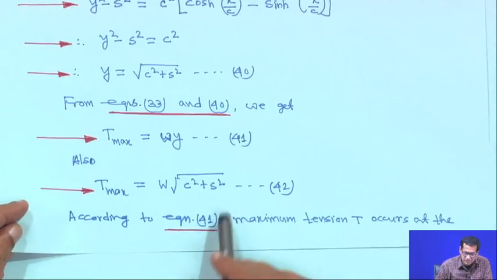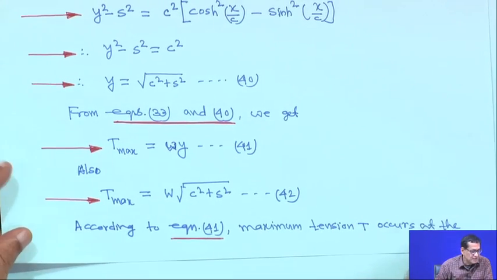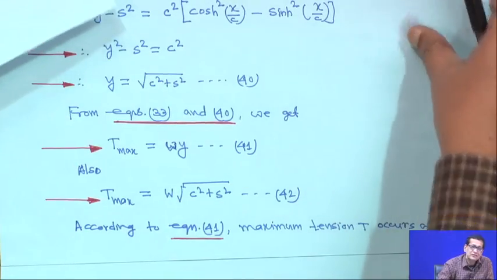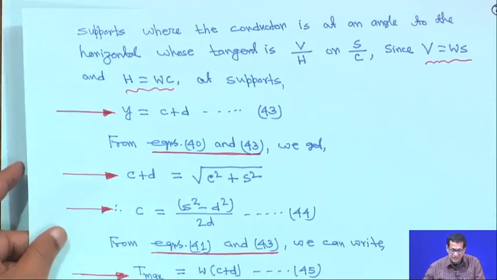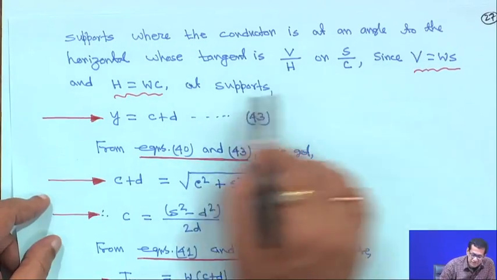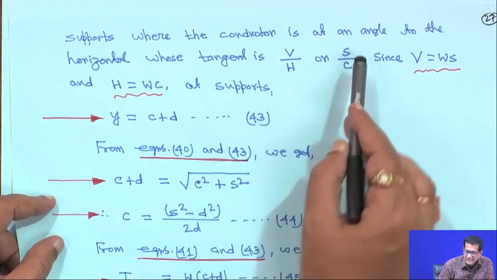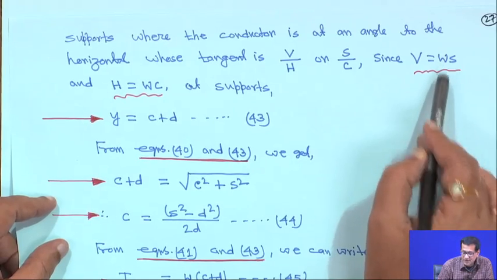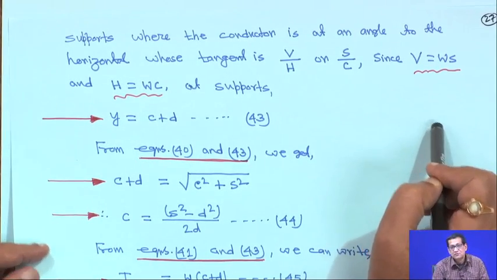Now, according to equation 41, the maximum tension T occurs at the support. As per this equation, the maximum tension will occur at the supports, that means both sides of the tower. That is where the conductor is at an angle to the horizontal whose tangent is V by H, or S by c, since V is equal to w into S, the vertical weight of the conductor from the midpoint acting downwards.